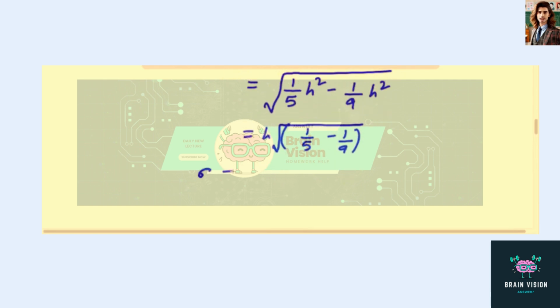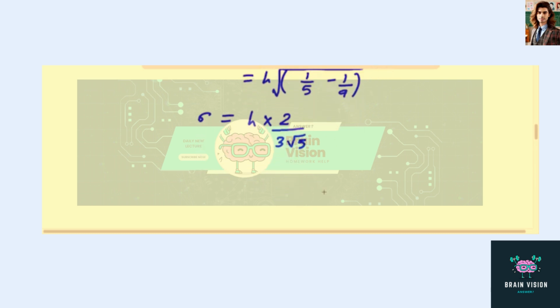That is, sigma is equal to h into square root of 4 by 45, that is, square root of 4 is 2, and square root of 45 is 5 into 9, that is 3 root 5. When you put this solution, you will get 0.298. So sigma is equal to 0.2981 h. This is the standard deviation of the given distribution in example 1.1.